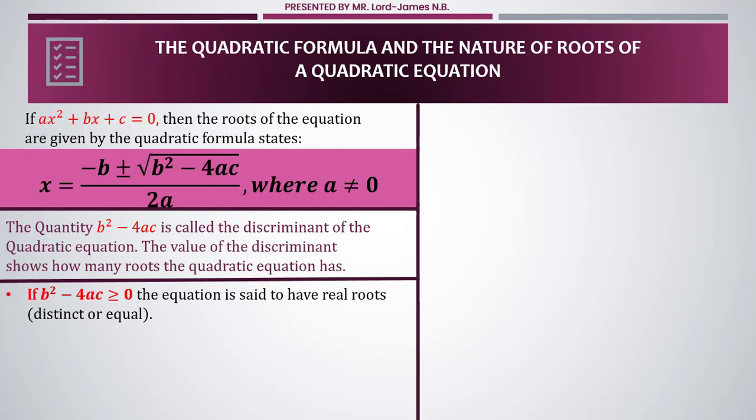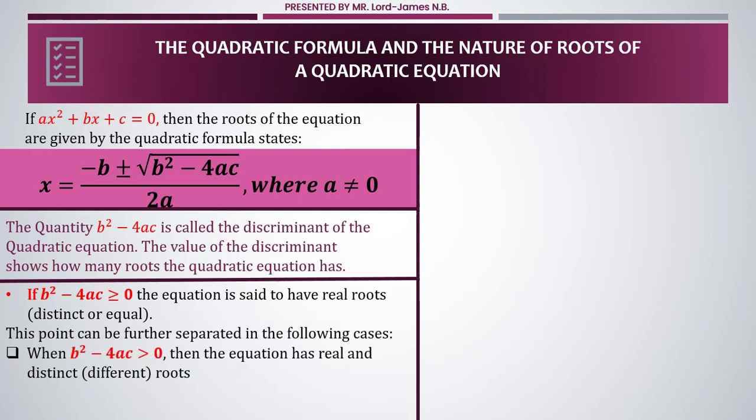So if, for example, we are asked to show that the roots of an equation are real, then we have to suppose either they are equal or they are distinct. So we use the condition b squared minus 4ac greater than or equal to 0. And so this point can further be separated into two cases. We have the first, when b squared minus 4ac is strictly positive, then it means that this equation has real and distinct roots, or in other words, real and different roots. So that is the condition when it is strictly positive.